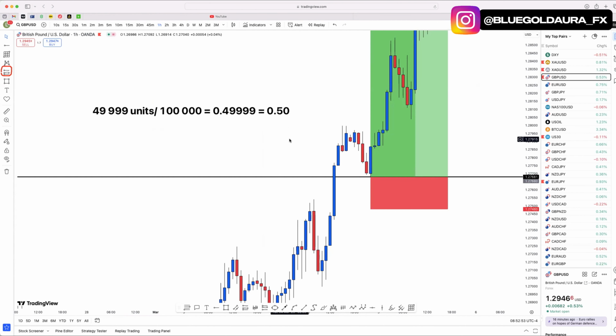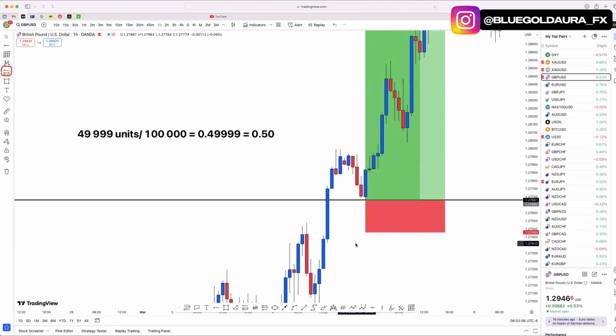So someone might be asking me, can I use this on all these pairs? Yes, you can use this on all these pairs. The second thing is that you can also use this when you're selling. I was just using buy examples.